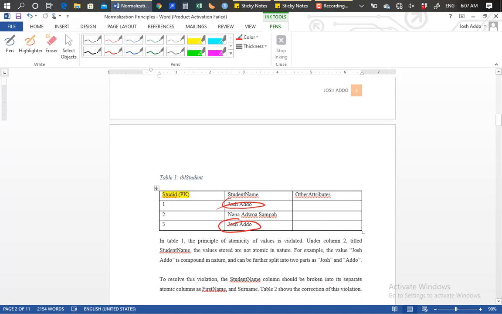So these columns, we have student name, other attributes. This is the description of the pieces of data you are going to capture on the students. So you are saying that, okay, for every student I need this information. These columns must have atomic values. It means that under each column, the value should be atomic.